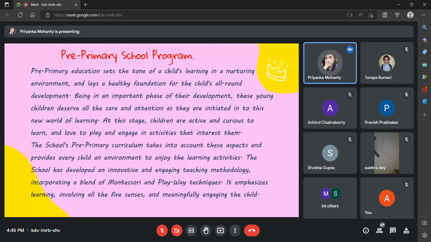incorporating a blend of Montessori and playway teaching. This emphasizes learning involving all five senses and meaningfully engaging the child. In preschool, we make the child learn. We work in different aspects like social and cognitive, and we work in different methods also, like the playway method, activity-based method, storytelling. In all these things, we try to develop their all-round skills.